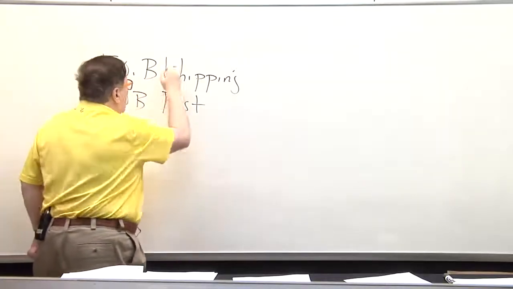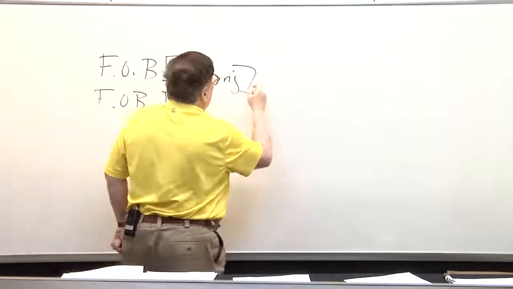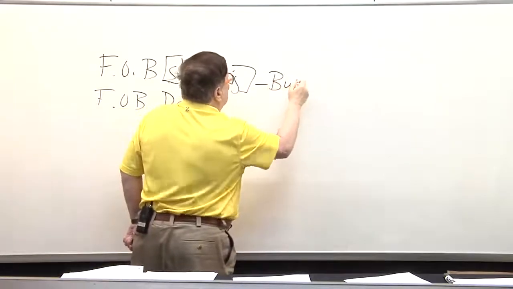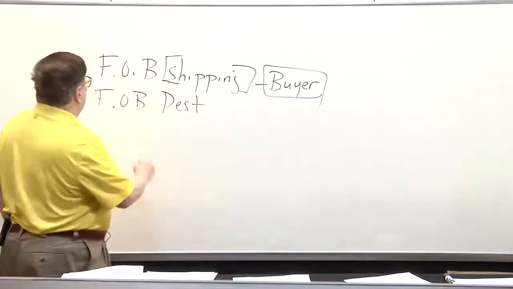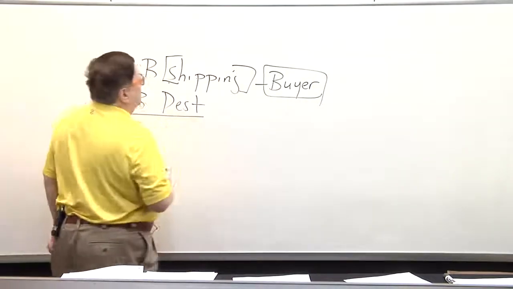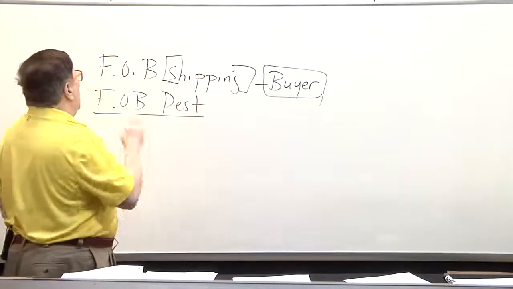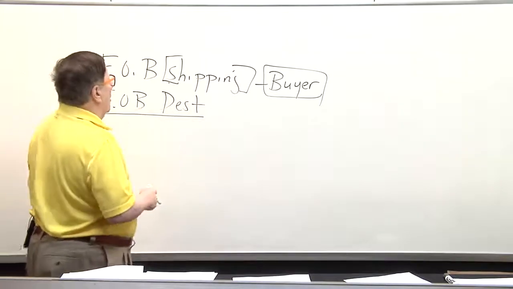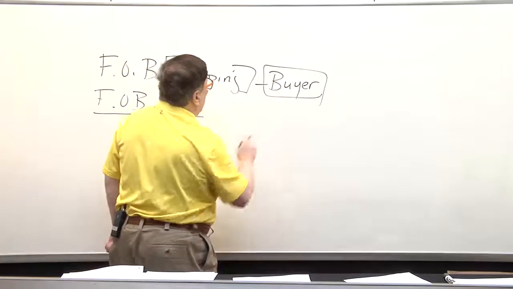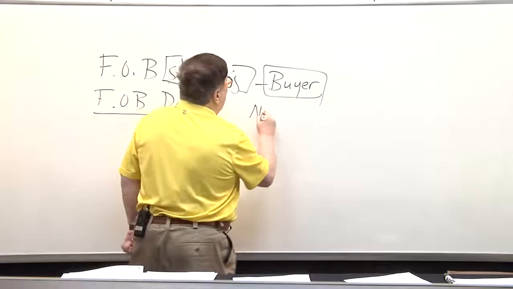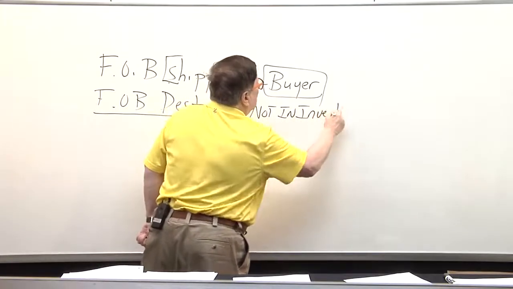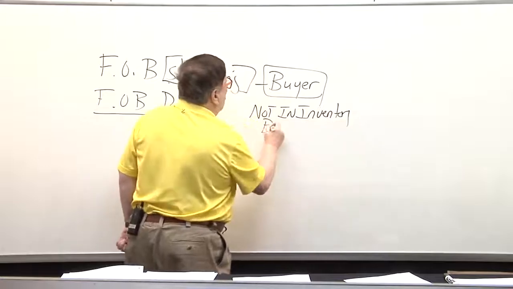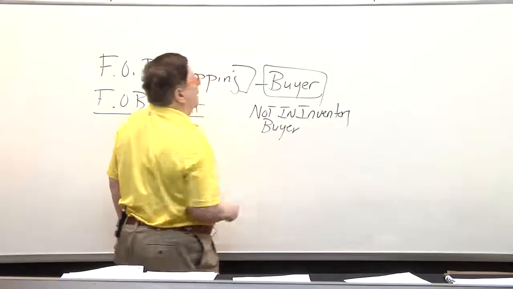So when the seller ships the goods, title passes to the buyer, and these goods must be included in the buyer's inventory. But FOB destination, title does not pass until it reaches the buyer, all right? So therefore, the goods in transit are not in the inventory of the buyer while in transit, all right?